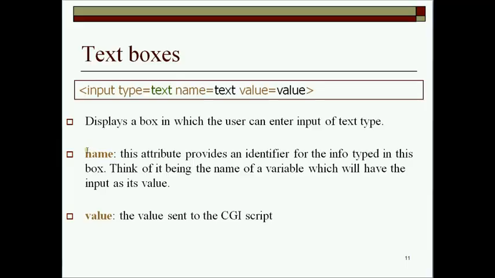Now, normally, the name provides an identifier for the info that is typed into this box. You can think of the name as being the name of a variable which will have the input provided by the user as its value. And the value is, again, what will be prepopulated and what eventually will be sent to the server to be processed by the CGI script.